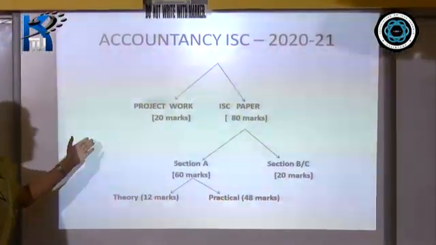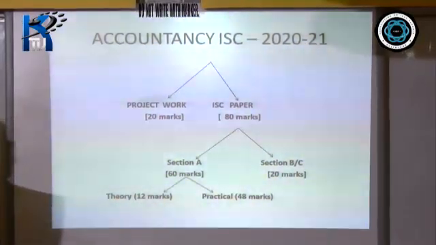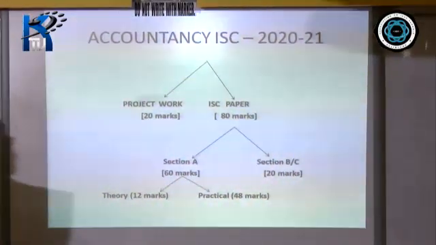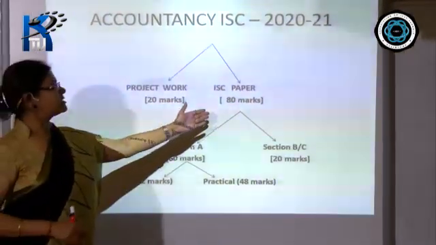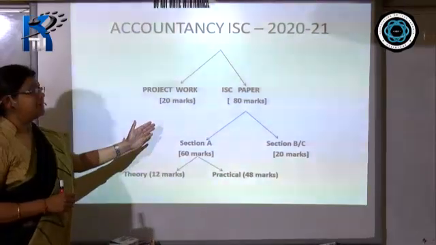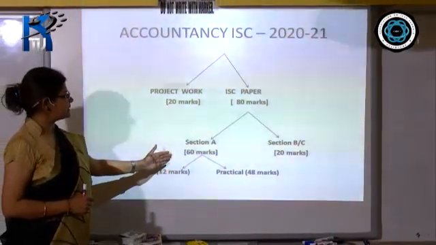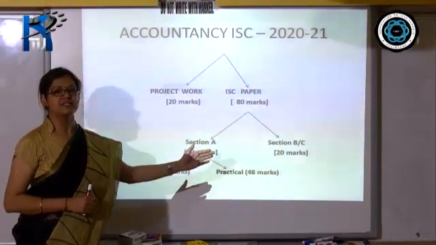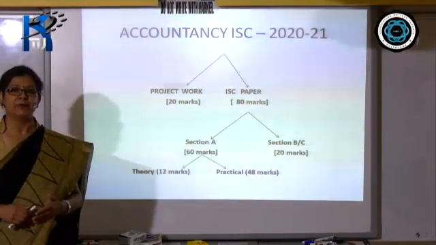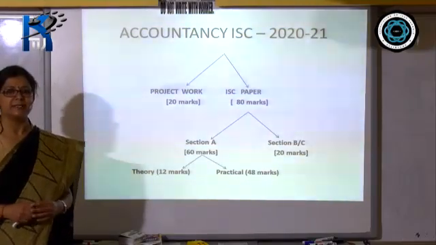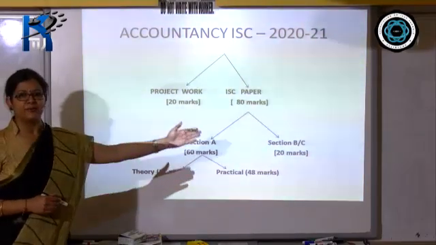Now in the project, we have to make 2 presentations and the topics are very much there in the text. The 80 marks paper is bifurcated. Section A is for 60 marks, and then section B or section C. There are 2 options given to the children. One is management accounting and the other is computerized accounting. That is for 20 marks.